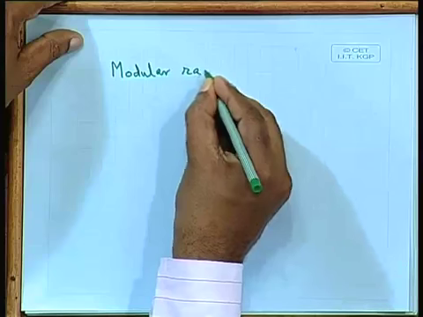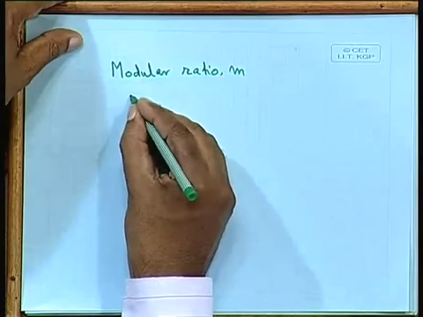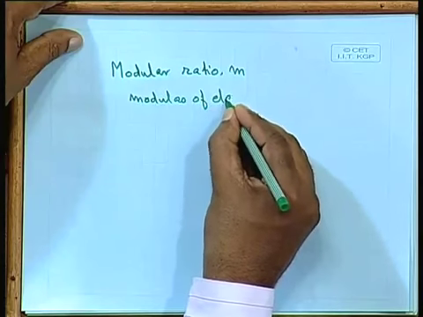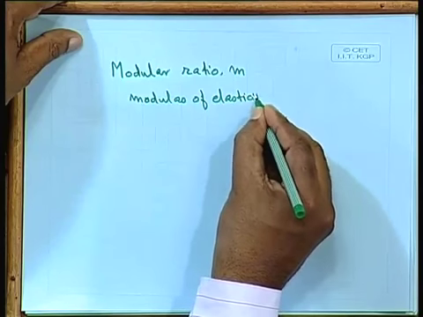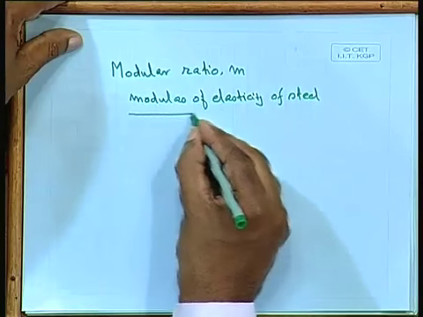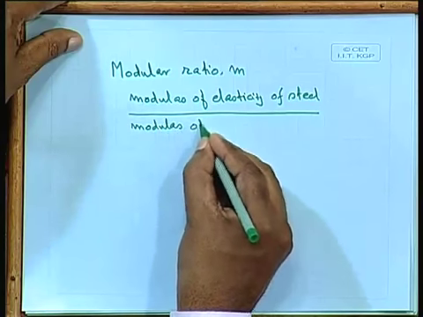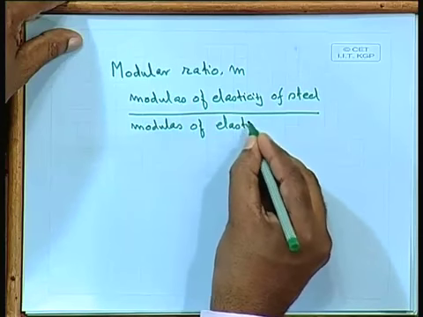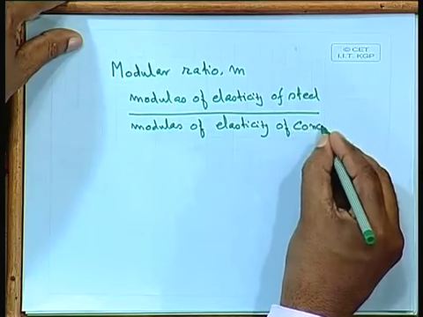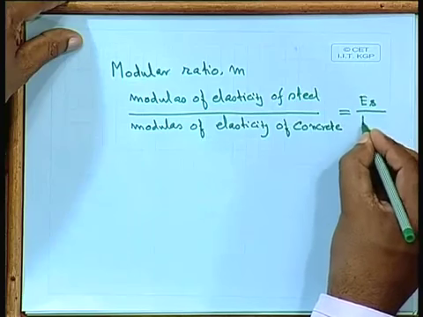So modular ratio m, that is the modulus of elasticity of steel divided by the modulus of elasticity of concrete, and that we can write down as Es by Ec.